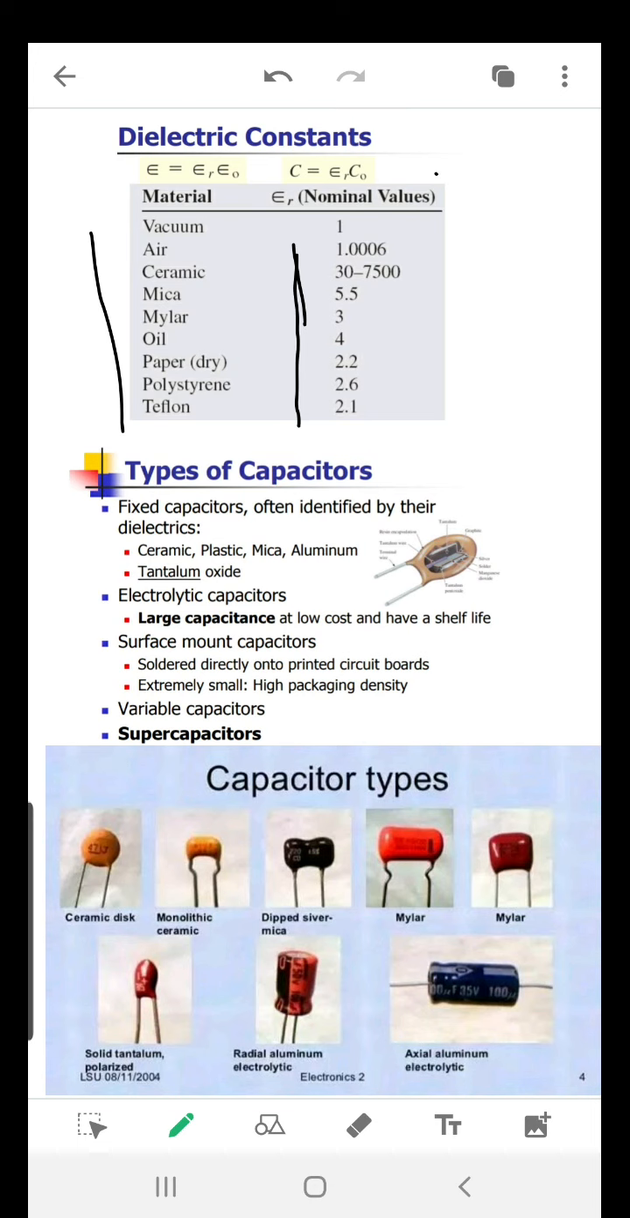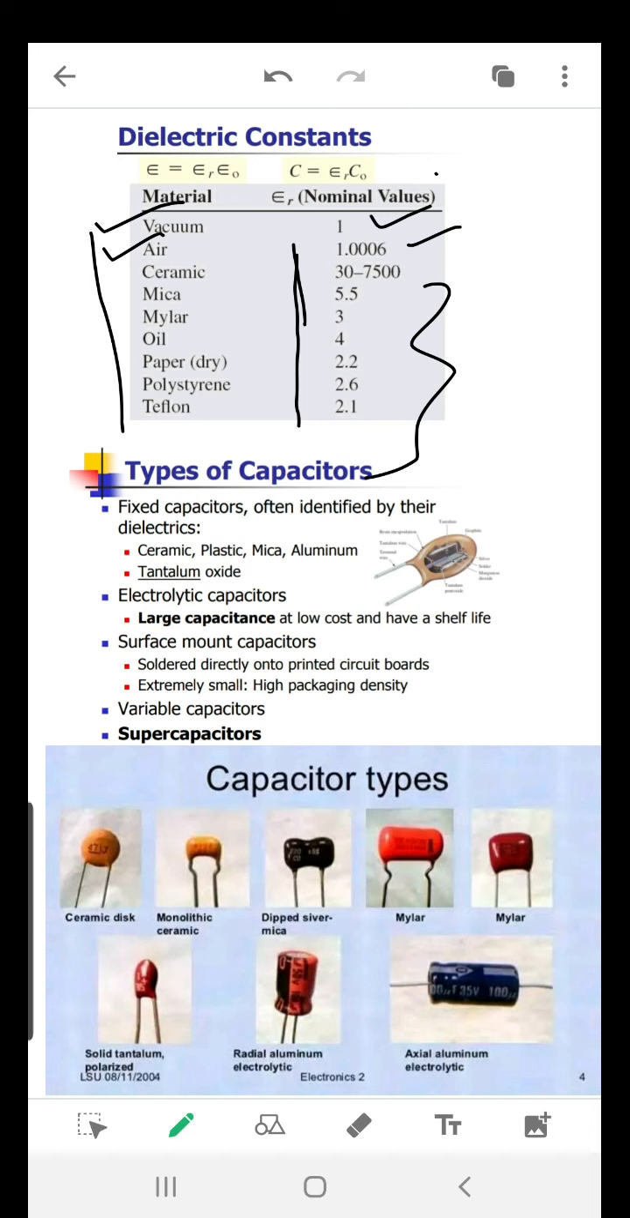You can see the vacuum has the dielectric constant 1 and air has 1.006, just near to the vacuum, and the other dielectric constants are higher than air. These dielectric constants, all values are very high compared to air. So according to the material, the dielectric constants are given.